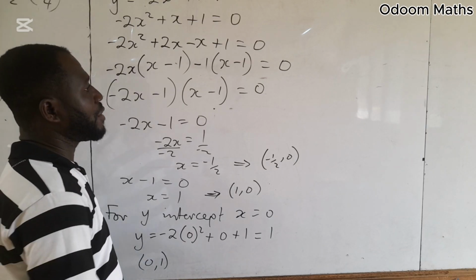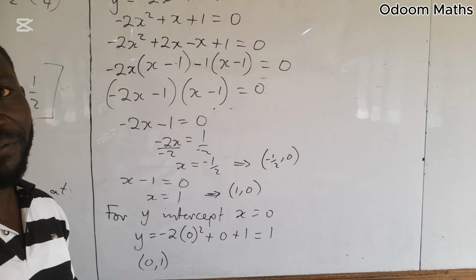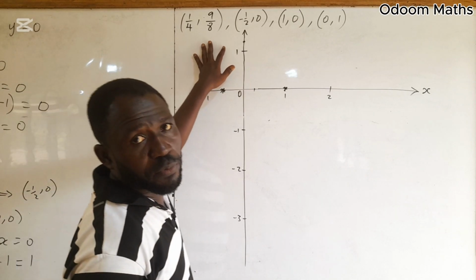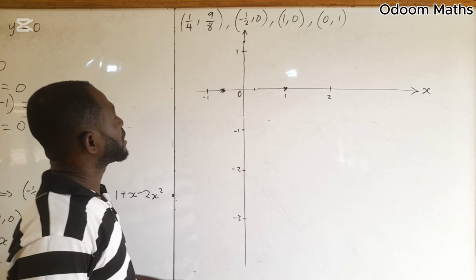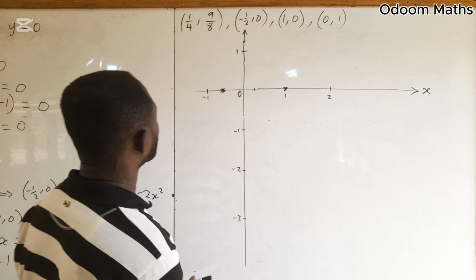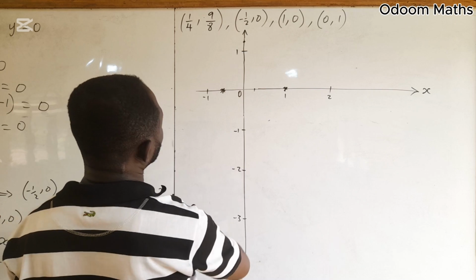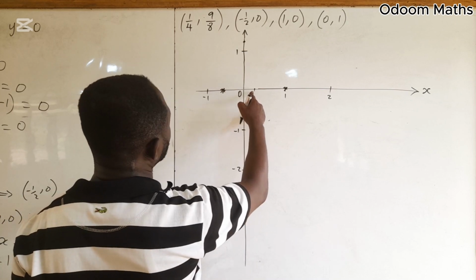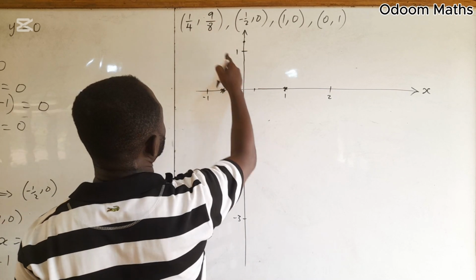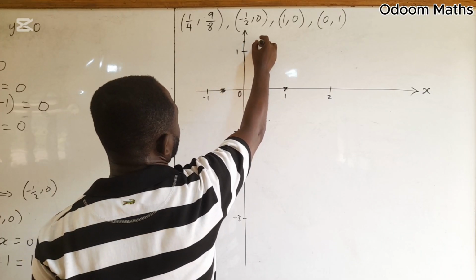Okay, so we now know the turning points and the intercepts on both axes, so we can plot the graph now. So now these are the points to be plotted on the graph. Okay, so we have the turning points, then the intercepts on the axis. So the turning point is 1 over 4. So 1 over 4 is just 0.25. Then 9 over 8 is 1.125 here. So that is going to be this side.